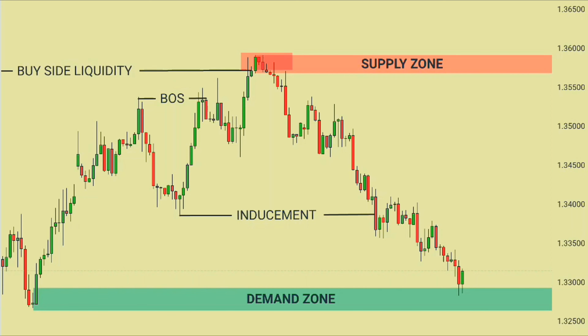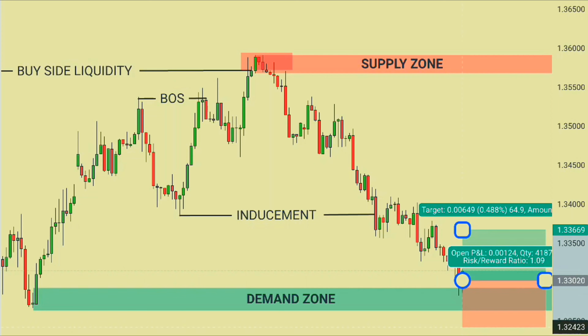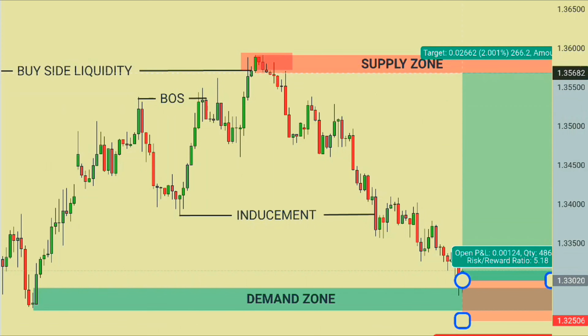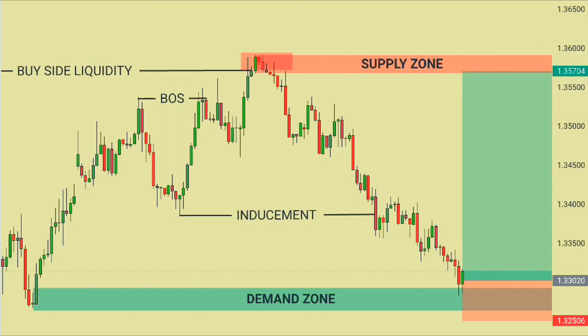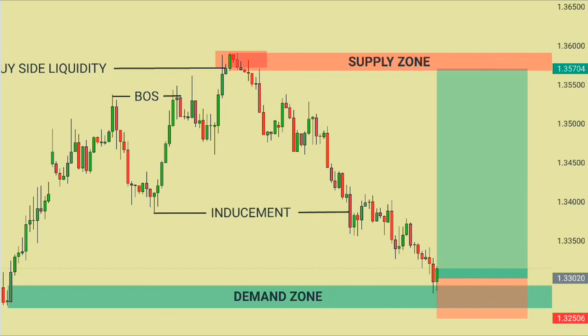As price moves down, you'll notice small pullbacks. This is inducement, trapping traders again before the real move. Then price reaches this demand zone. This is where institutions actually enter the market. And this is the key. Smart money doesn't chase price. They wait. Entry comes from this zone, either directly or with confirmation on lower time frame.